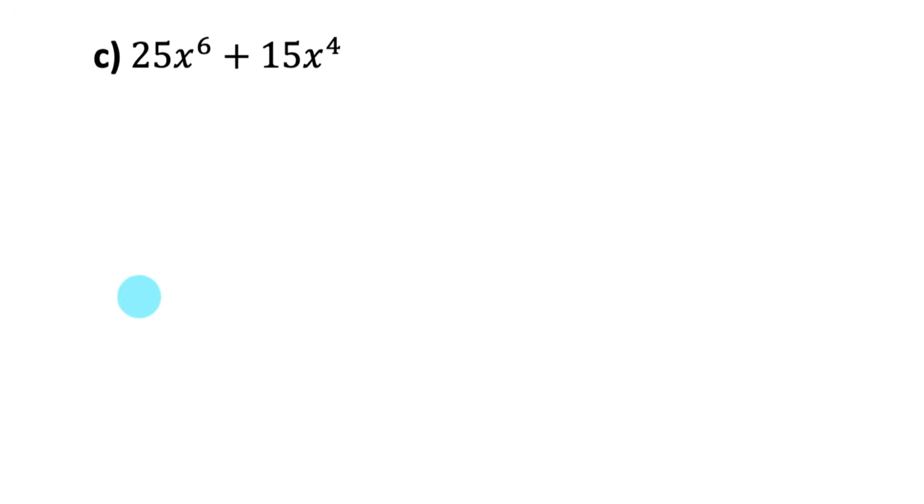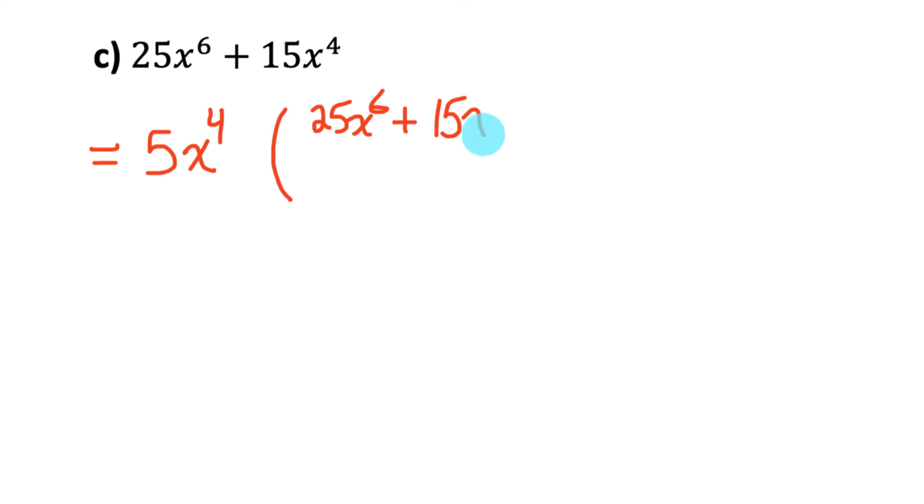Part C, if we look at the terms, the coefficients have a greatest common factor of 5. Right, the greatest common factor of 25 and 15 is 5. And both terms also have an x. We always take out the one with the smaller exponent, so I will common factor out an x to the power of 4. My greatest common factor between the two terms is 5x to the 4. What I need to do now is divide both of those terms, the 25x to the 6 and the 15x to the 4, by my greatest common factor, 5x to the 4.